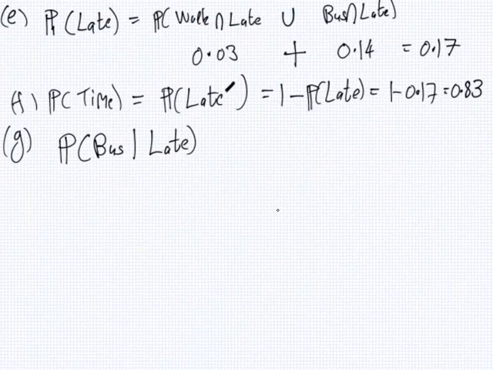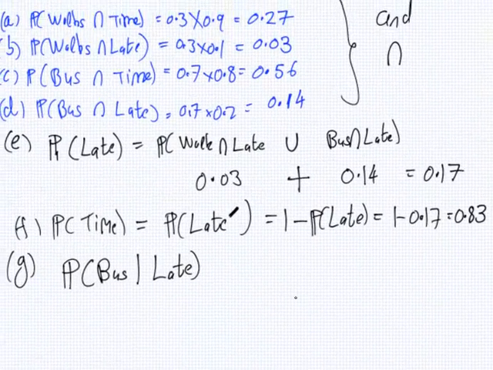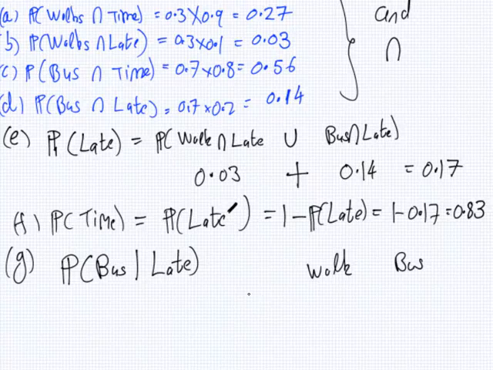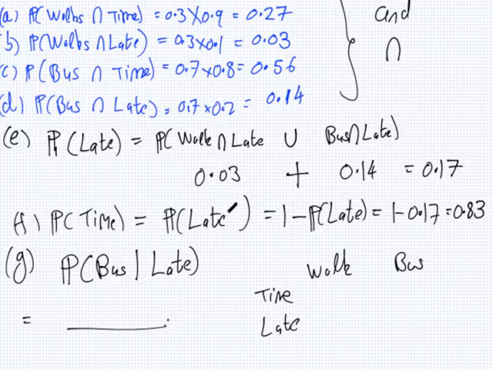So we could think about this again like a table. We have walk, bus, on time, and late. When we did this in the last section, what did we put on the bottom here? Tell me, describe what we put on the bottom here. What we put on the bottom in the last situation is total late. Yeah, total late. That's something I've already worked out. 0.17.